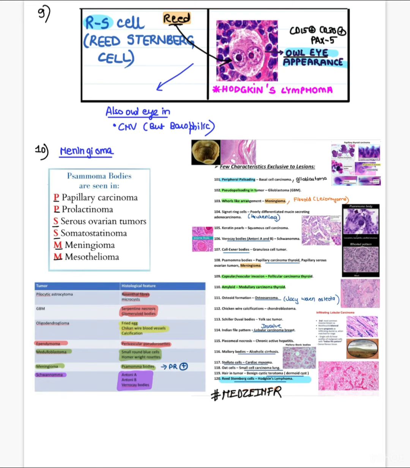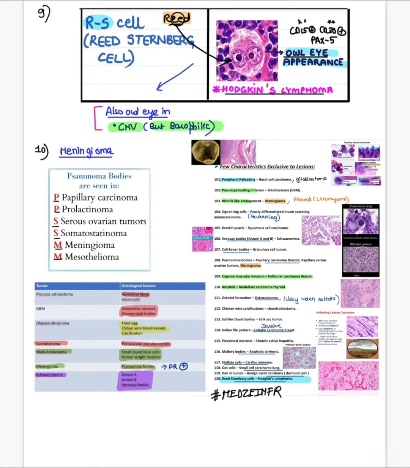So Reed-Sternberg cell. This Reed-Sternberg cell, guys, that is the owl-eye appearance, seen in your Hodgkin's lymphoma. It's CD15 positive, CD30 positive and PAX5 positive, guys. But I said, if you remember, this Reed-Sternberg cell is eosinophilic, but this is also associated with your infection, that is cytomegalovirus infection, guys, but here it's basophilic. So this was this year's question, guys, they asked you both the questions, so again you can see how important it is.